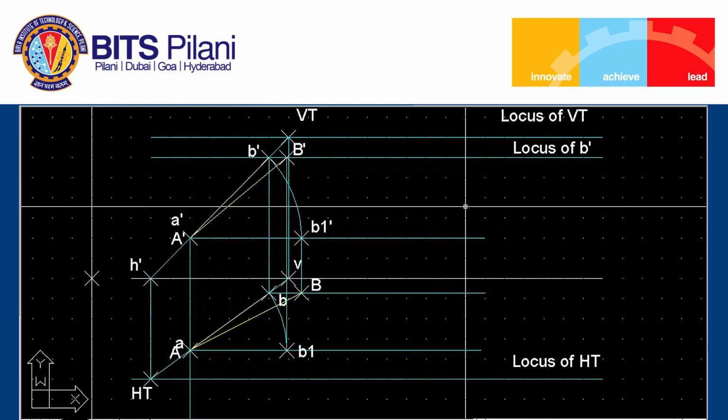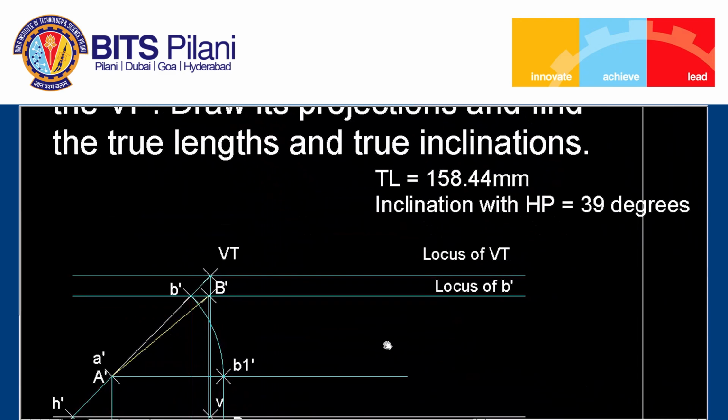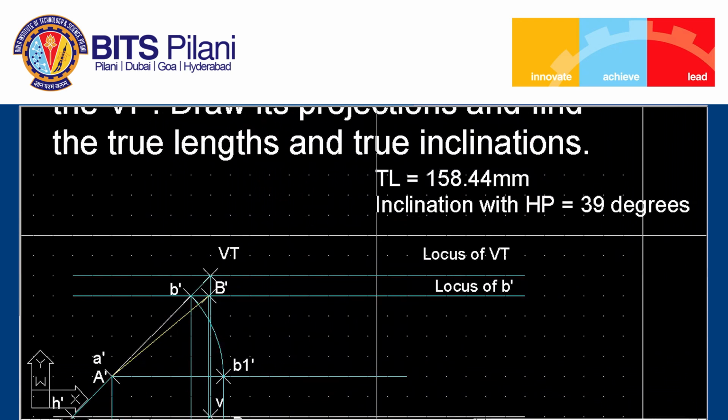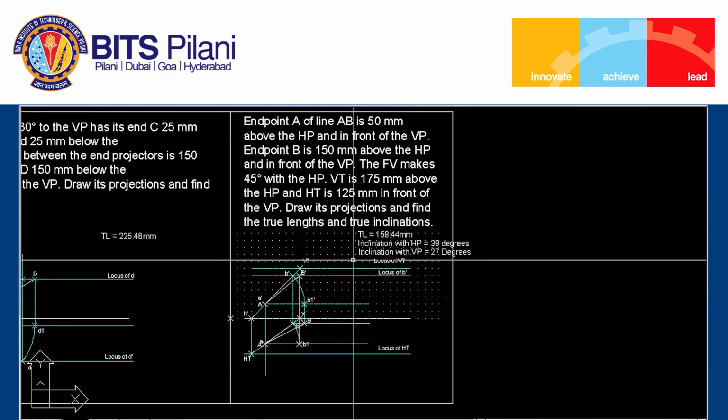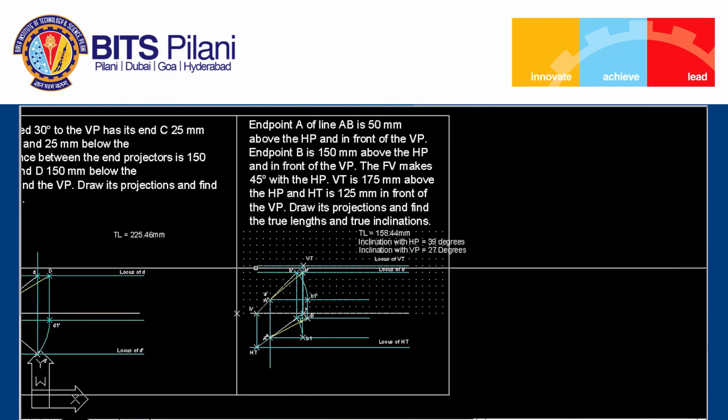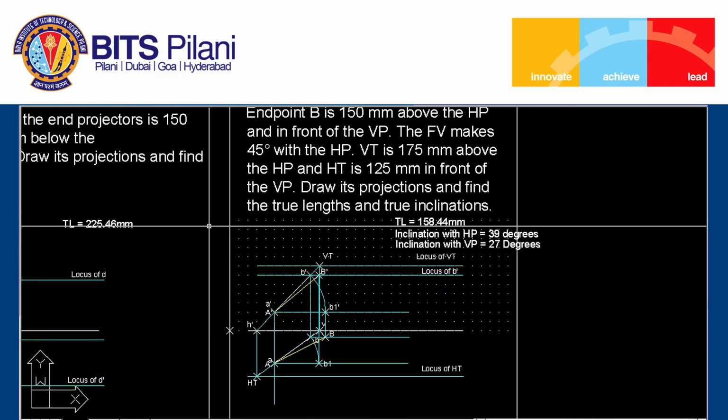Okay, so I can write the inclination with VP is equal to 27 degrees. So this way a complete problem can be solved. Thank you very much.